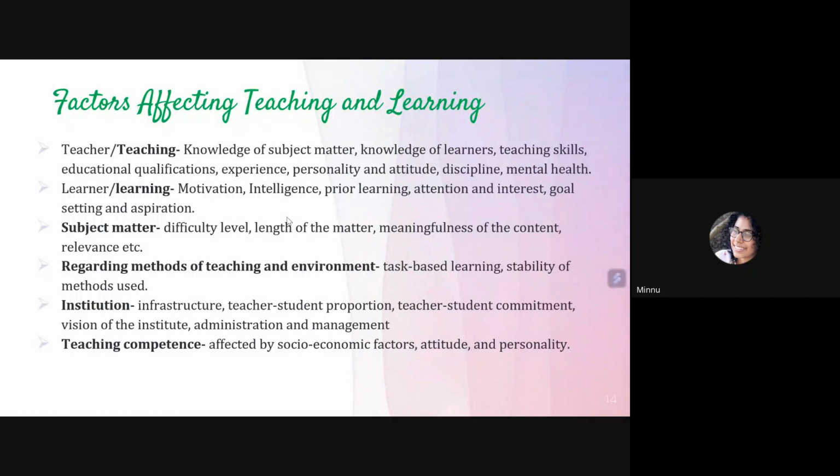So the factors affecting teaching and learning are, first of all, when it comes to teaching: the knowledge of the subject matter, the knowledge of learners, the teaching skills, educational qualifications, experience, personality and attitude, discipline, and mental health. In these points, I've already dealt with the subject matter, knowledge of learners, teaching skills, and all that. The experience, personality, and attitude are also very important when it comes to teaching.